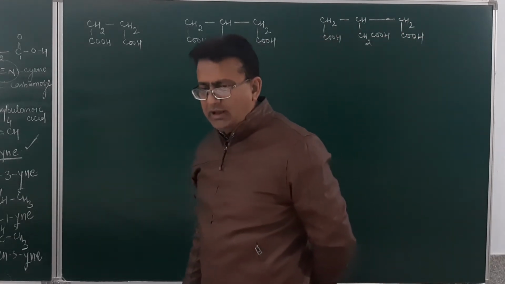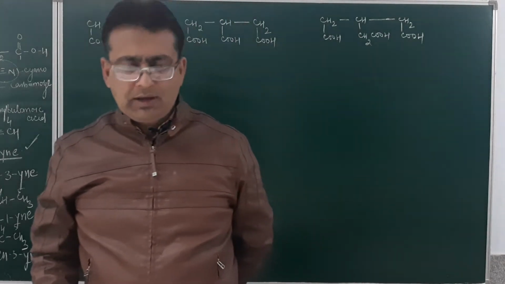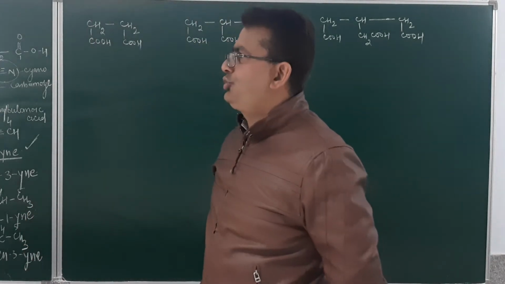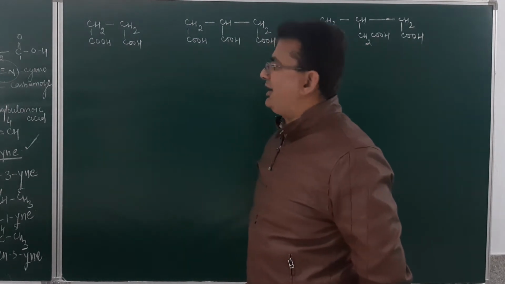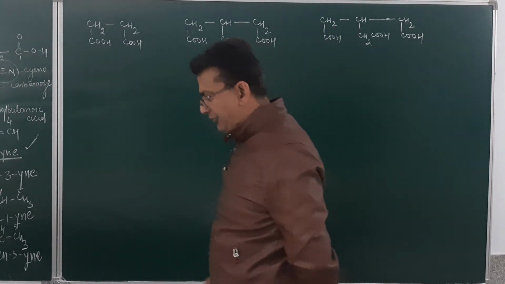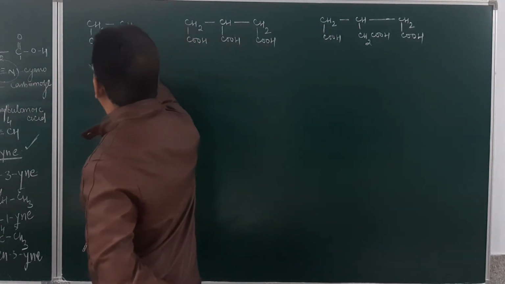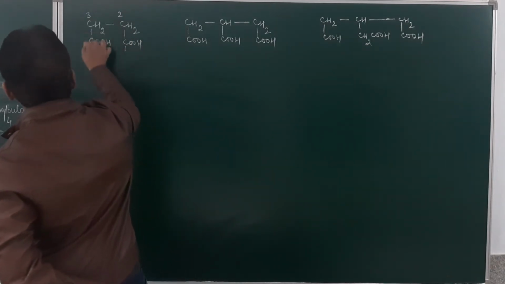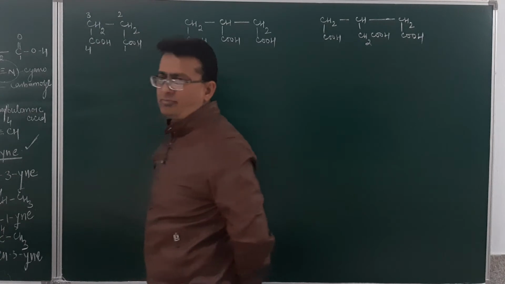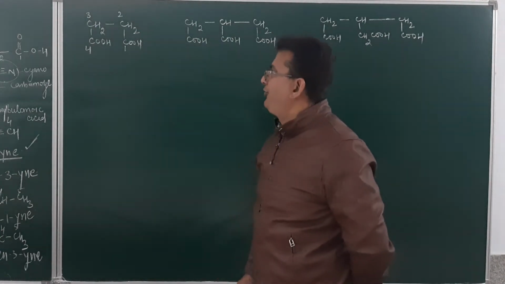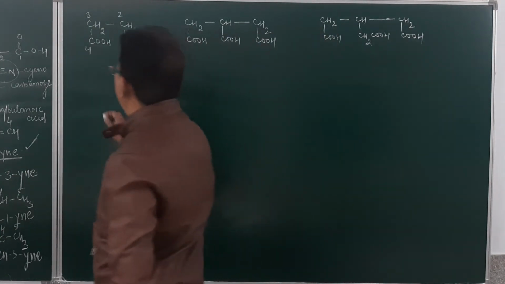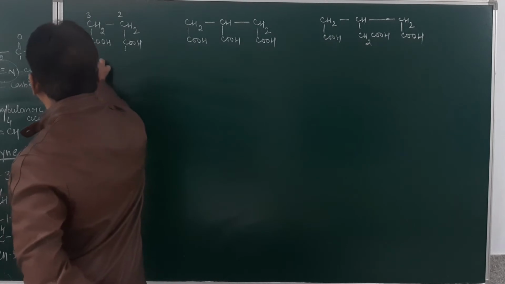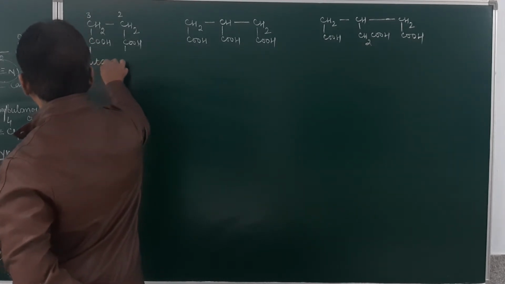If in a compound 2 carbon atoms are attached to the chain, just see very carefully. Suppose I have to give the name to this one, how will I give it? 1, 2, 3 and 4. Fine. For 4 carbon atoms, what is the root word? But. It must begin with a capital letter. So this will be but.